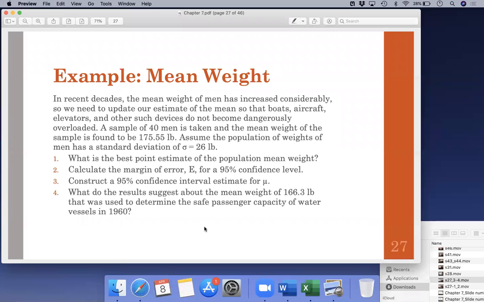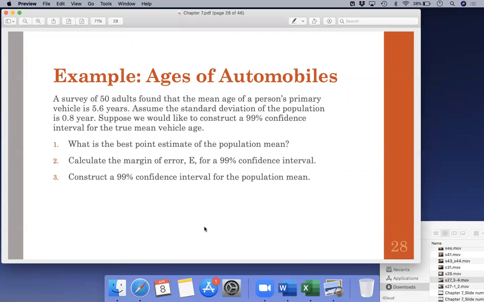Slide number 27. Now I will show you how to find values for this example, ages of automobiles. Here we have 50 adults, and we got that the mean age of a person's primary vehicle is 5.6, and you have to assume the standard deviation of the population is 0.8. That means in this case we know our population standard deviation, we know sigma. We'll see how we can do this example.